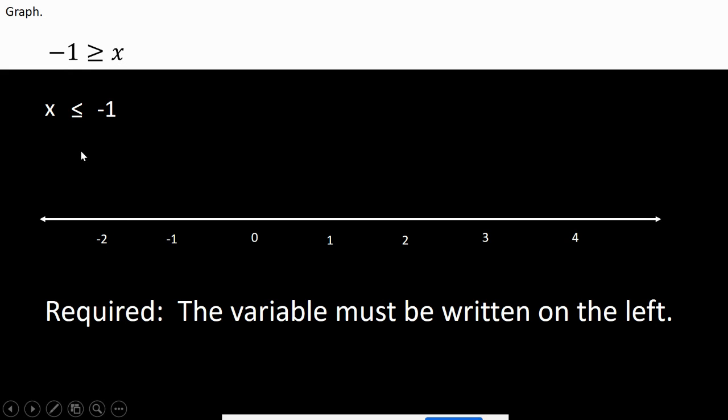And where do we get to start? Well, we're starting at a negative 1, so we should be starting here and ask ourselves, do we get to count this number? Yes, we do. What direction is the inequality pointing? Well, it's pointing to the left. So there's the graph of this inequality, but that is the appropriate way to write it. All right? Nice job.